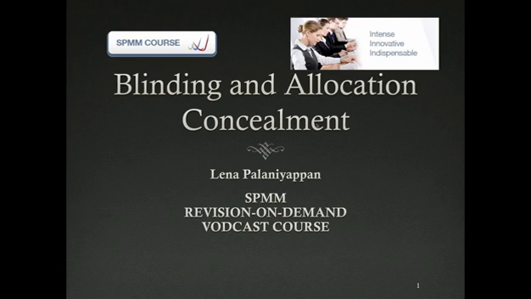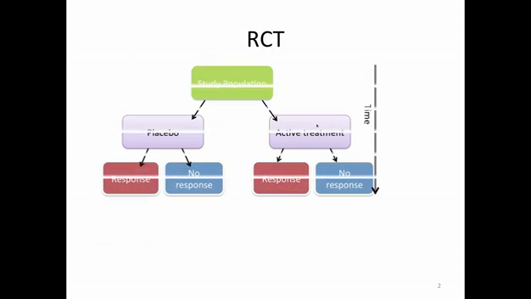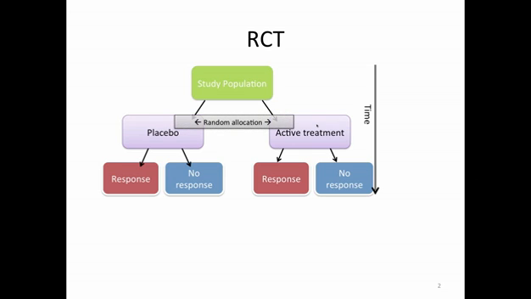In this podcast, I will discuss the issue of allocation concealment and blinding. Let us first consider the flowchart for an RCT. The difference in the response rate for active and placebo interventions are compared in an RCT. Random allocation enables us to make unbiased comparisons, and so randomization lies at the heart of the RCT.